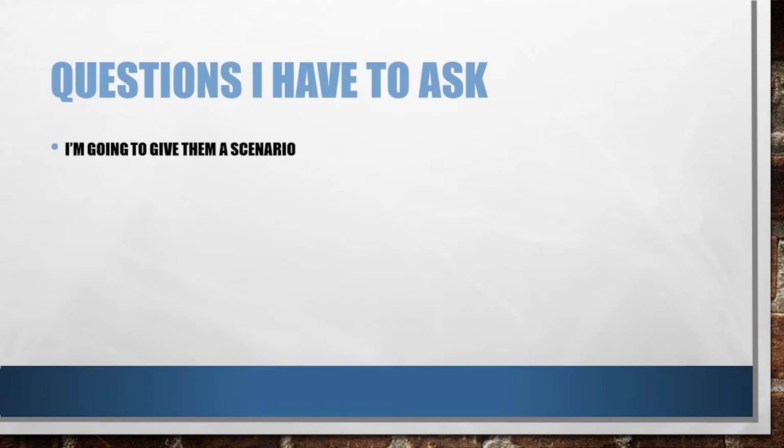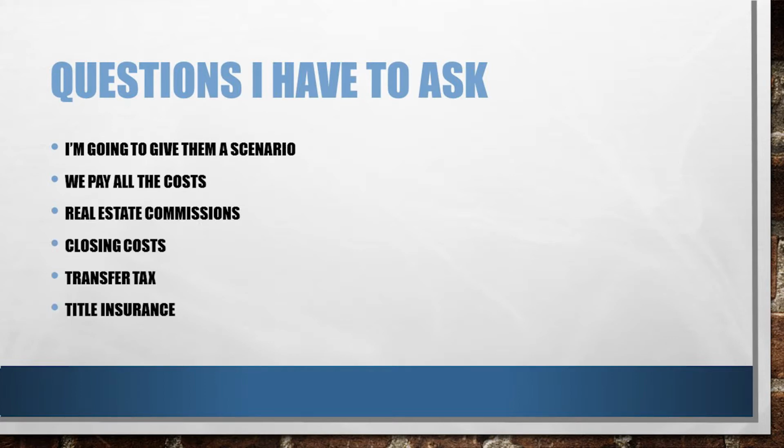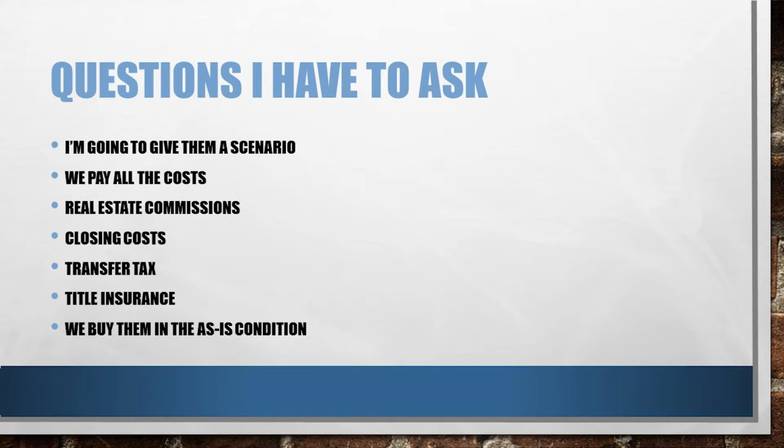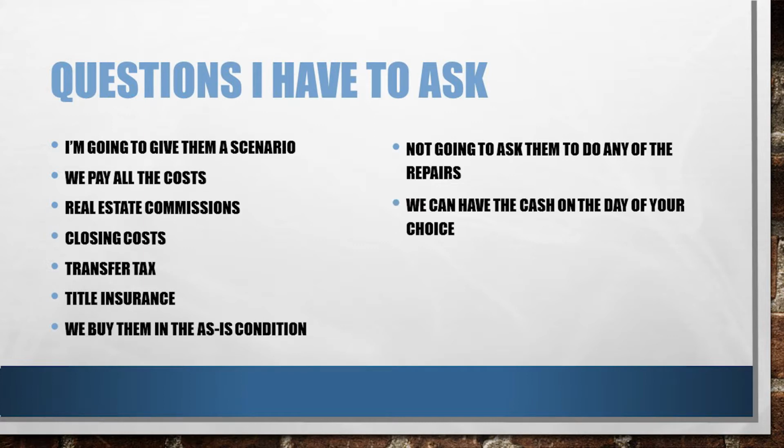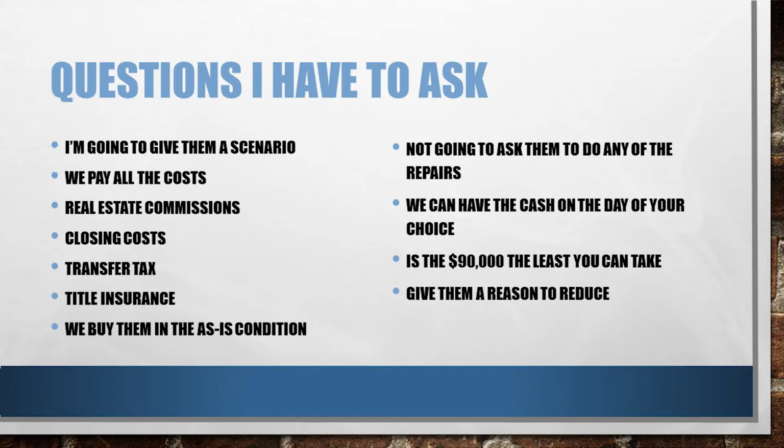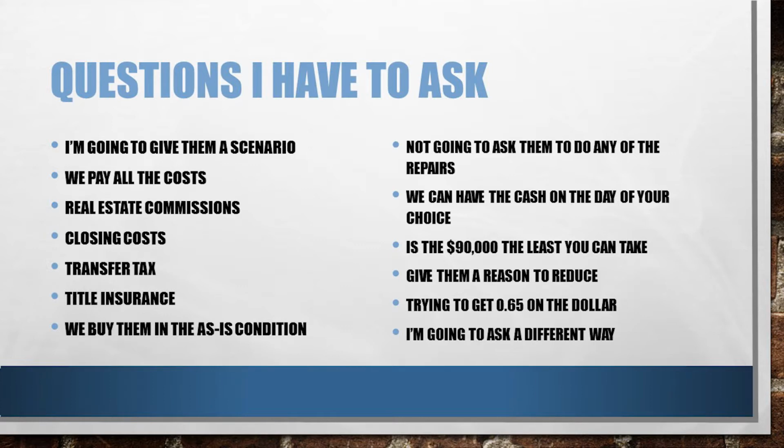So the questions I have to ask them after that is, and I'm going to give them a scenario. Again, we pay all the costs, things like real estate commissions, closing costs, transfer tax, title insurance. We buy them in the as-is condition. I'm not going to ask you to do any of the repairs. And we can have your cash on the day of your choice. Is the $90,000 that you mentioned earlier the least you'll take? So you're going to give them a reason to reduce. And they're going to say, yes, no, I think I can do 85,000. And even though 85,000 is my number now, I'm still trying to get to the 65 cents on the dollar number. And I'm going to keep asking them. Every time I ask them, I'm going to ask them a different way.